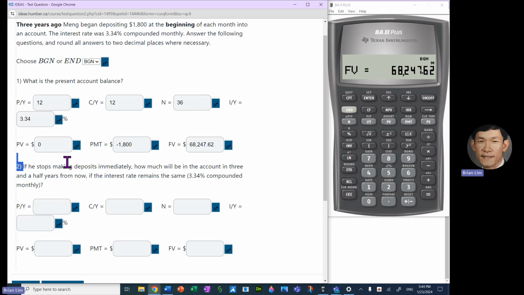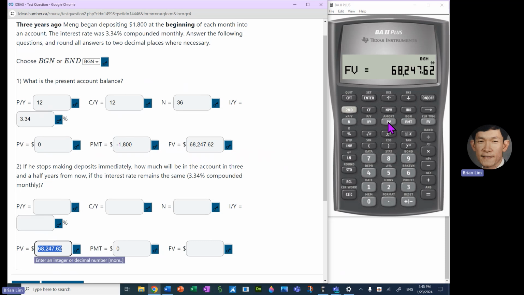Now, if Meng stops making deposits, what does that mean? It means that the payment is now 0. Previously, it was $1,800. Now it will be 0. How much will be in the account in 3.5 years from now? The interest rate remains the same, 3.34% compounded monthly. Now this future value that we computed will become the present value for this phase of the calculations.